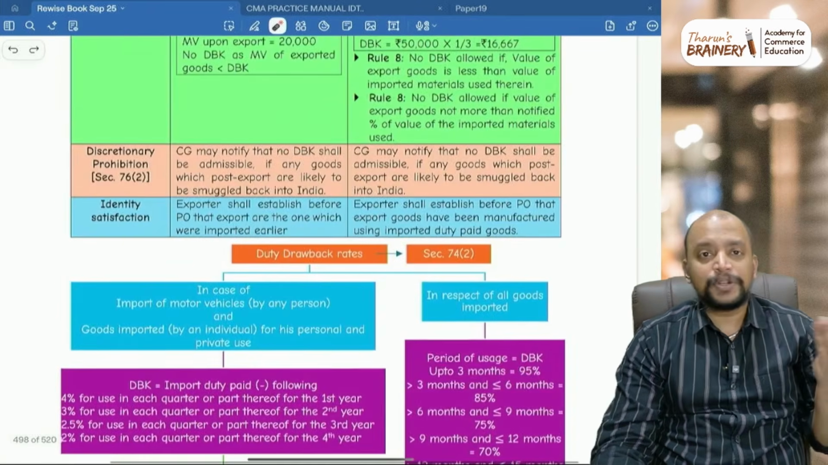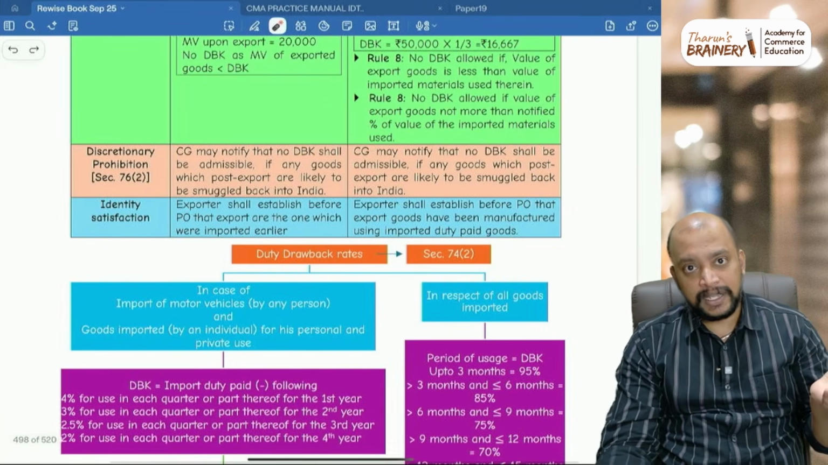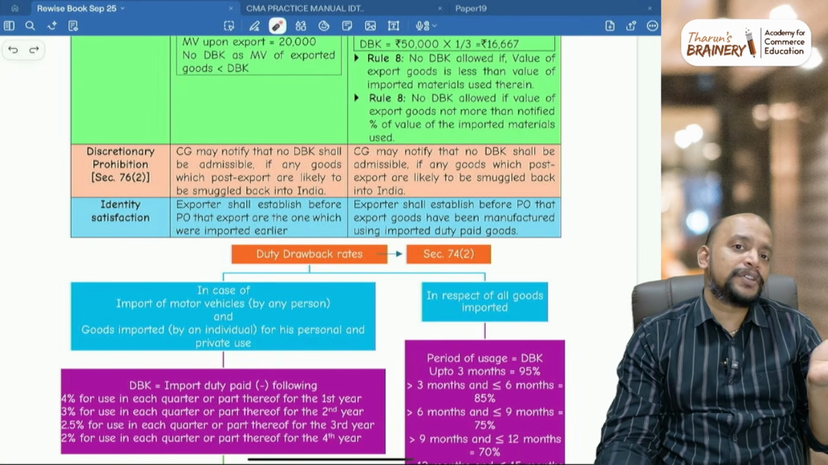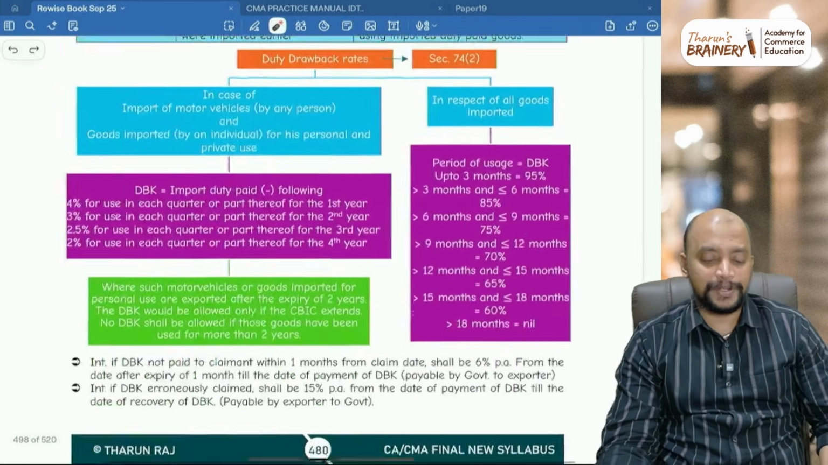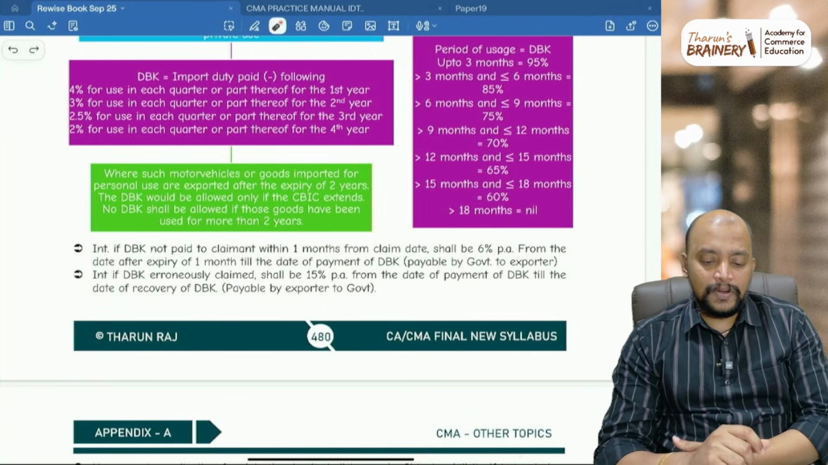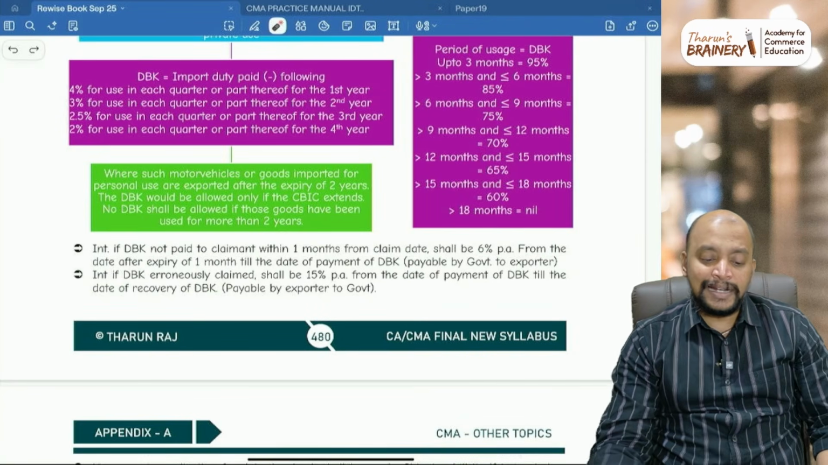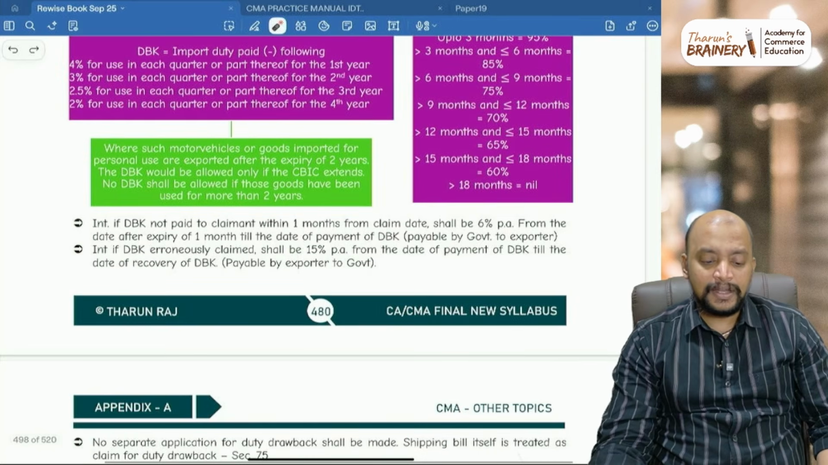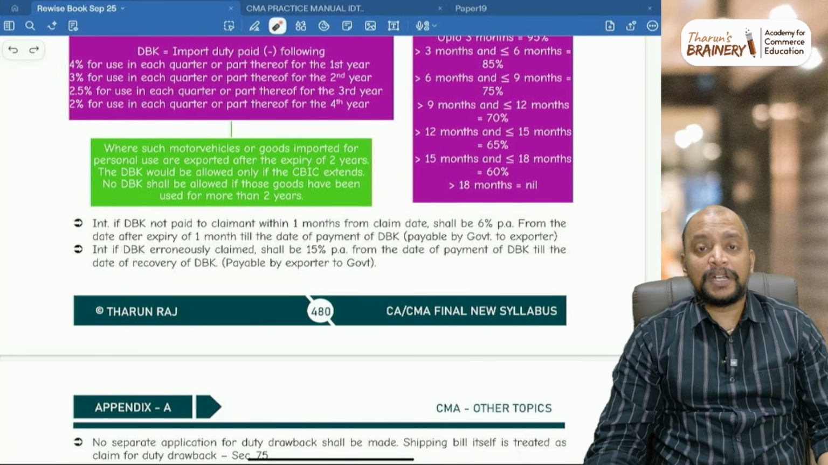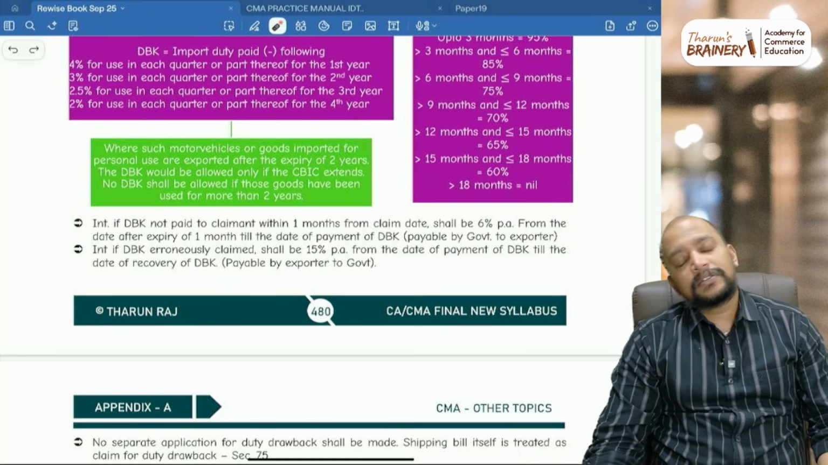Then, here the importer and exporter are the same person only. So the person who is importing should prove that at the time of import, whatever goods are there, the same are being exported. And what is the interest? Say this. Interest if duty drawback is not paid to the claimant within 1 month from the claim date.